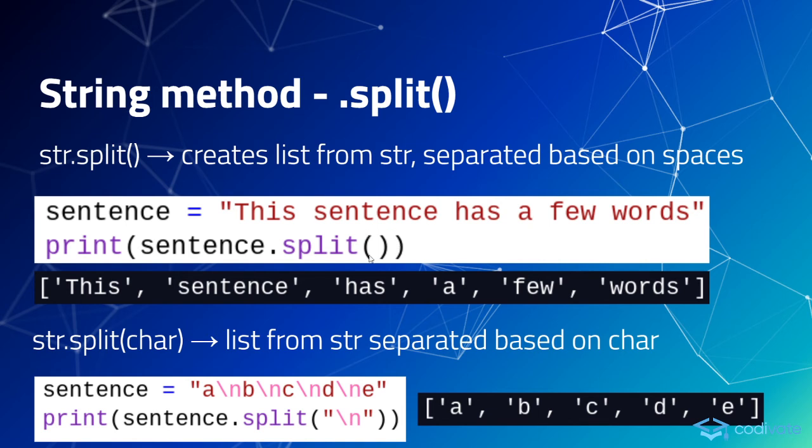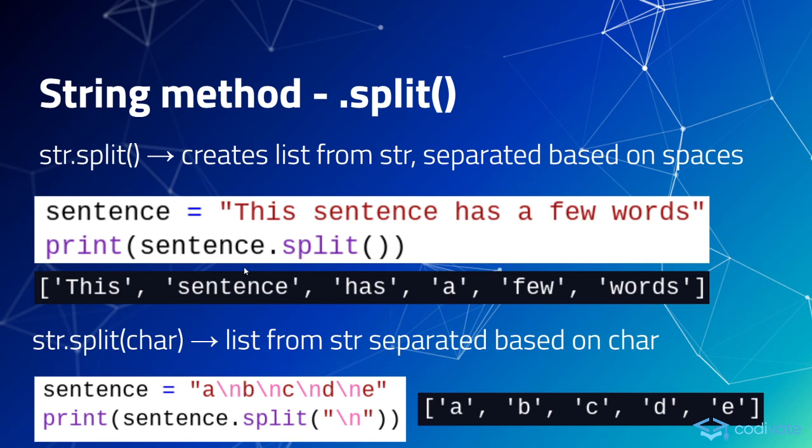So if we don't specify anything in this split, it will just split up the sentence into a list based on where it has the spaces. We can also assign this sentence.split to a list variable, and then we could manipulate it from there.